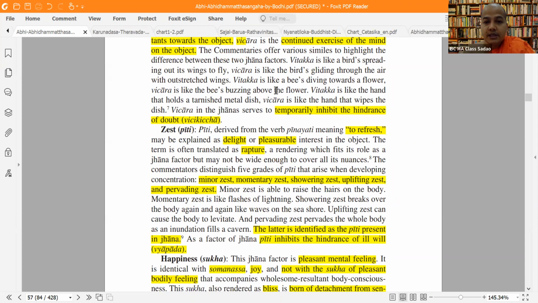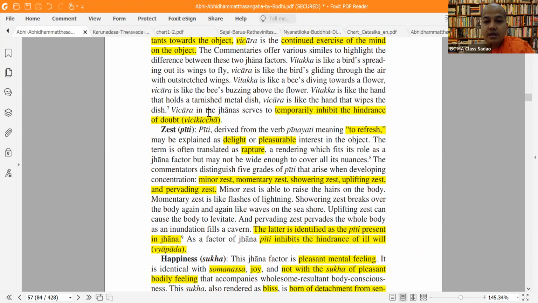Vitakka is like a bee diving towards a flower. Vichara is like the bees buzzing above the flower. Vitakka is like the hand that holds a tarnished metal dish. Vichara is like the hand that wipes the dish.